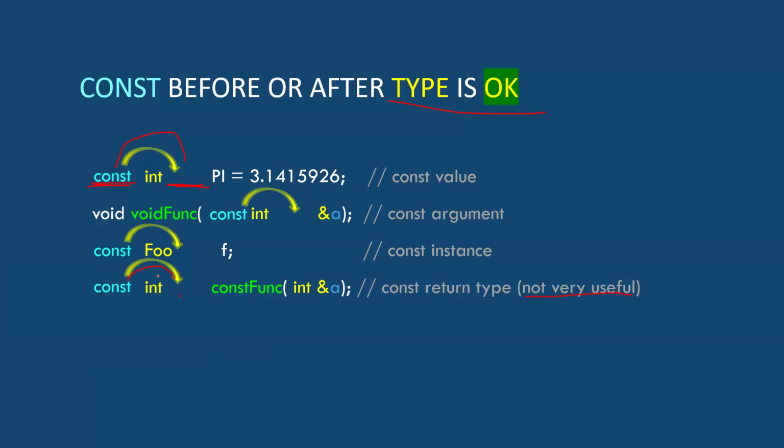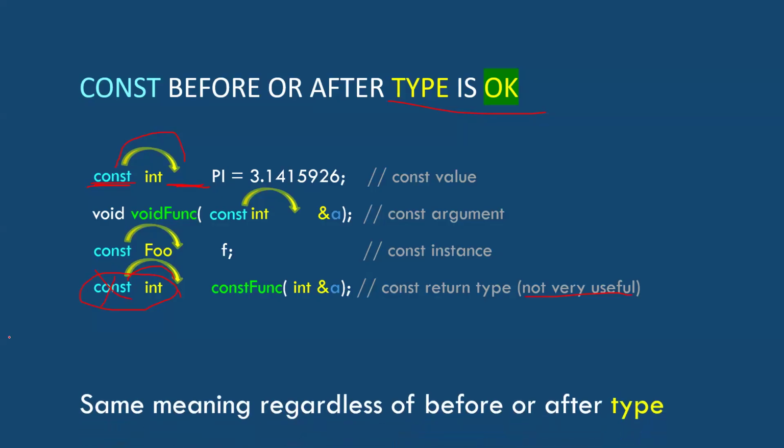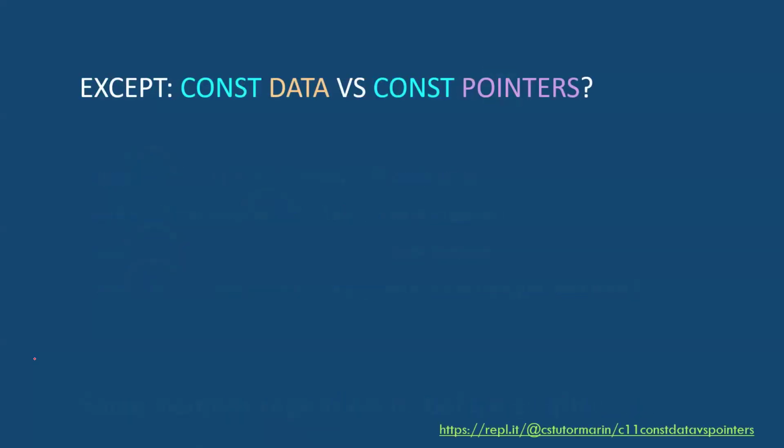It just sort of means I'm returning a constant integer value before I assign it to something else. So it's not really very meaningful, and we very rarely would see anything like that. Okay. So the const before or after the type is okay. That's kind of the moral of the story there, if you're curious about that. But I will always put it on the left side.